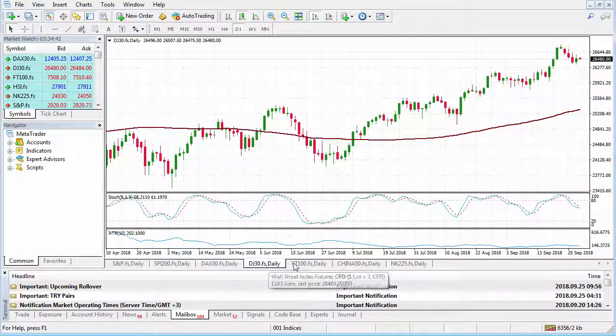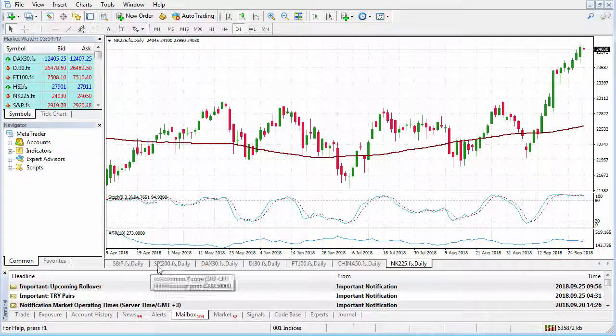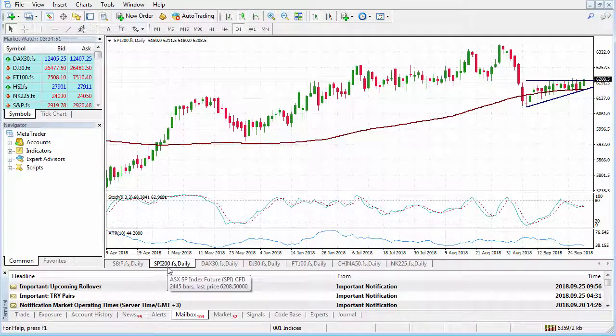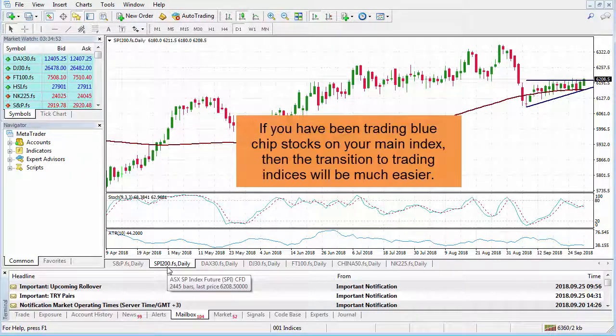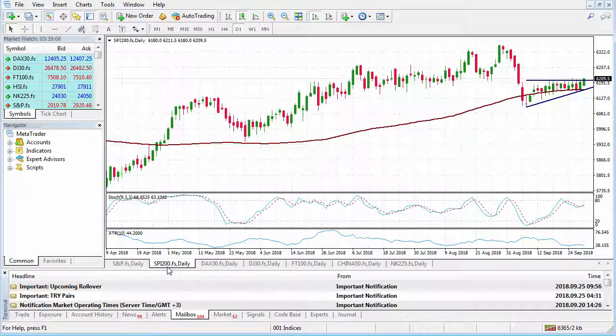Dow Jones is the top 30, the FTSE's top 100, the Nikkei is the top 225. Many traders make the transition to trading indices after trading blue chip stocks on their respective exchange for some time. The beauty of this is the skills you have for analysing the top blue chip stocks are perfect for trading global indices. Today we'll be focused on the Aussie 200 index CFDs, but do keep in mind these tips can be applied across all indices.